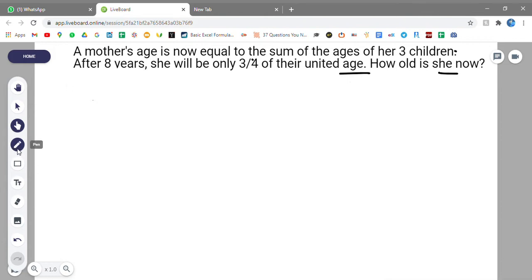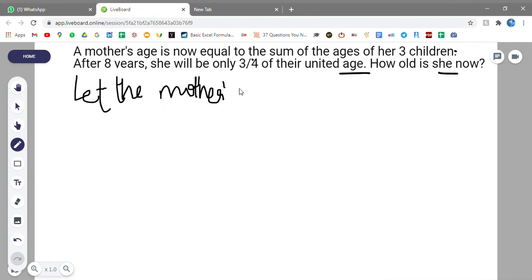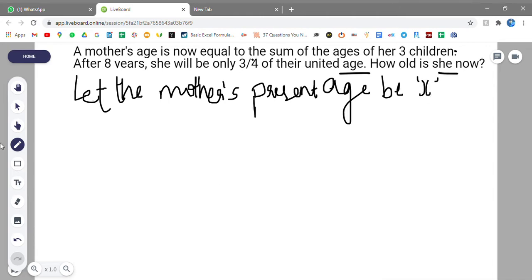Okay, so let us solve this problem by defining few of the variables here. Firstly, we will take the mother's age as x years. Okay, so let the mother's present age be x. Since we are supposed to find her present age, we are taking mother's present age as x years.